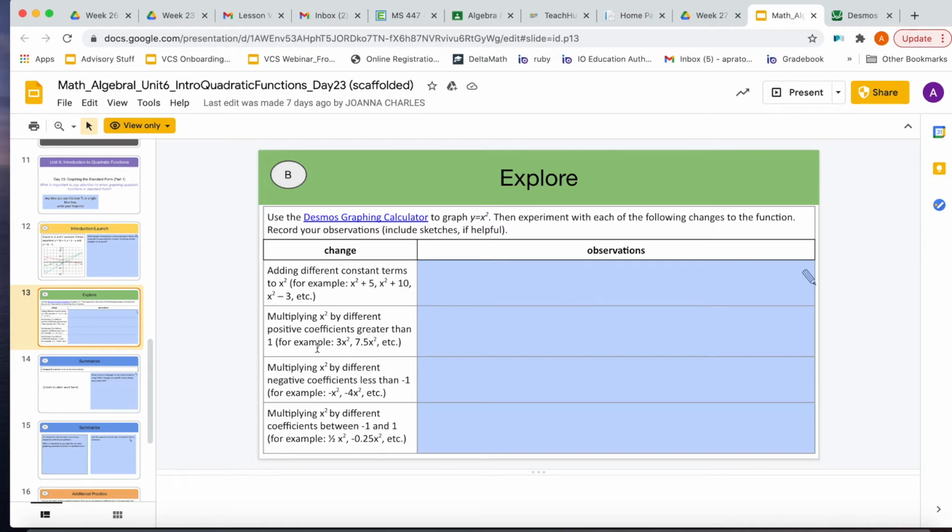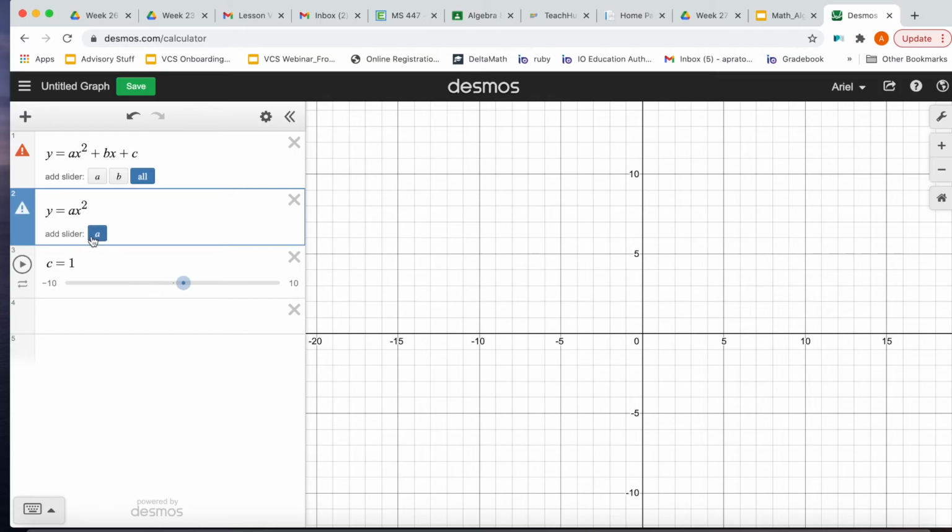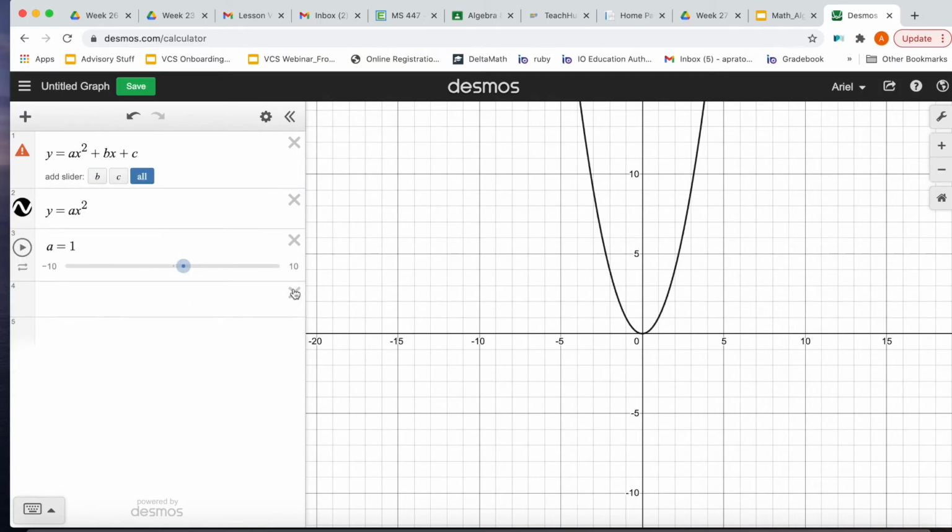Okay. The next question says, when we multiply x squared by different positive coefficients greater than 1. So I'm going to change this. I'm not worried about the c now. I'm just worried about when I change the a. I'm going to add a slider for a. I'm going to get rid of this c slider.